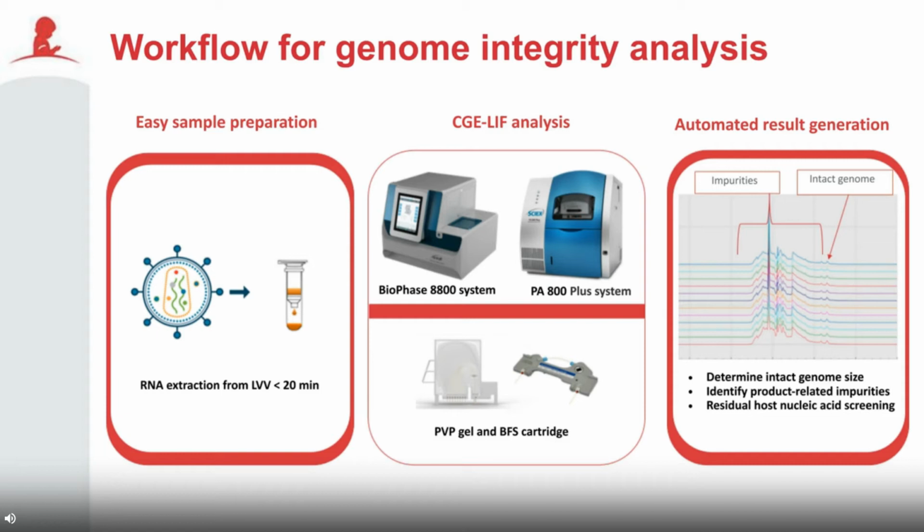So this slide shows the workflow for genome integrity analysis. First, the nucleic acids are extracted from the samples and then analyzed on the CE systems, which could be either the Biophase 8800 system or the P800 system from AB-SciX. Results are shown in electrophoregrams in the panel on the right, which we'll get into more detail on the next slide. In this sample, the intact genome for the size has been determined to be around 6.1 kb and is well separated from the partial genome and other impurities.